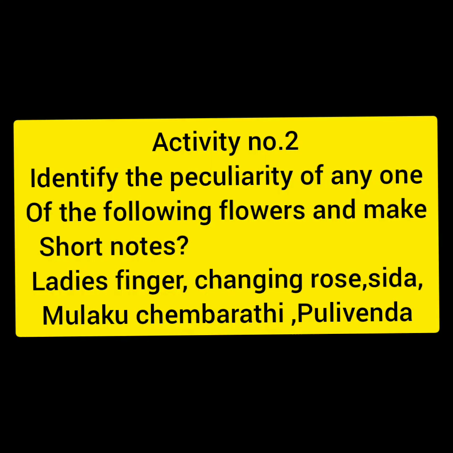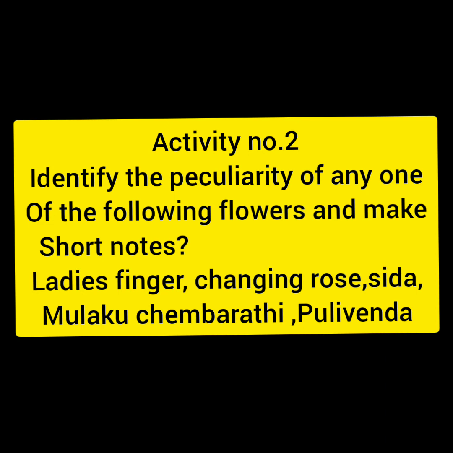Activity number 2. Identify the peculiarity of any one of the following flowers and make a short note about it. The first one is Sida, Kurundoti. The second one is lady's finger. The third one is changing rose. The fourth one is Mulag Chembarati. And the fifth one is Pulivenda. Okay, these are the plants.